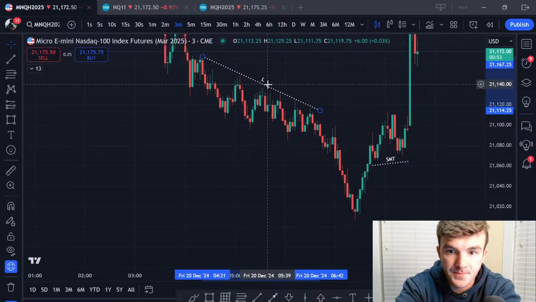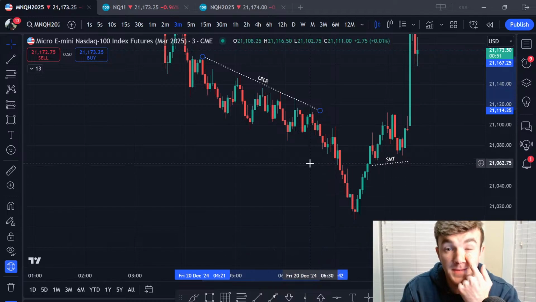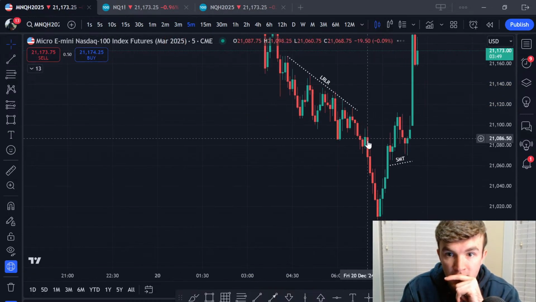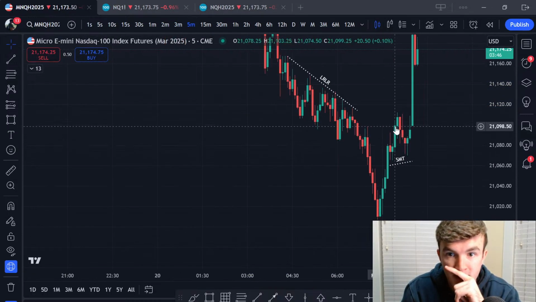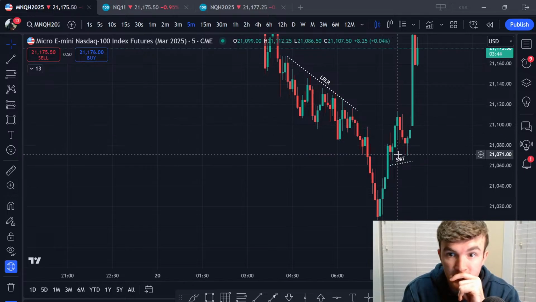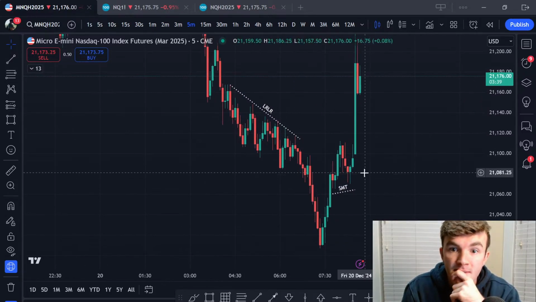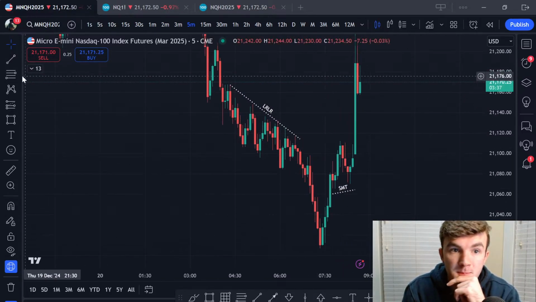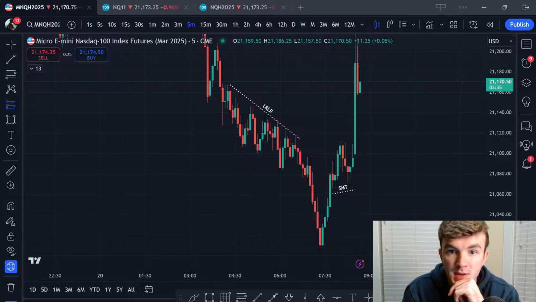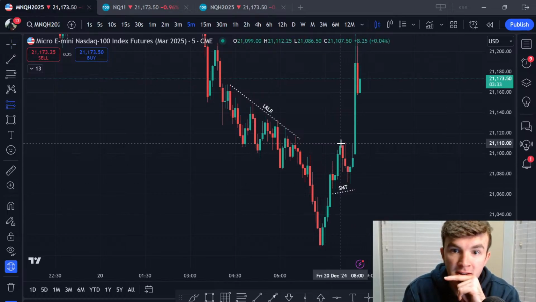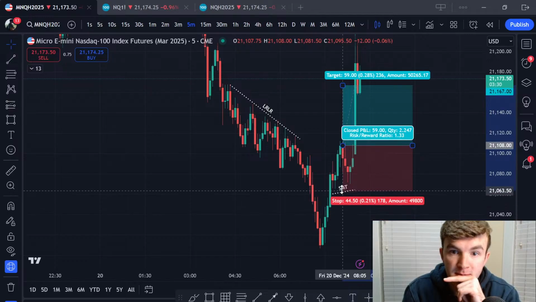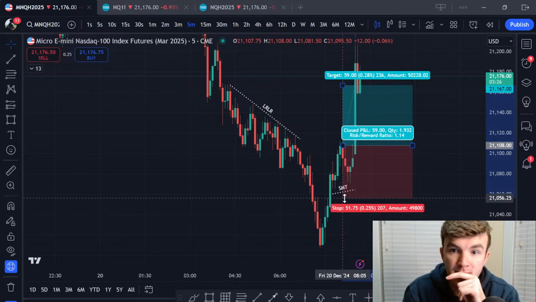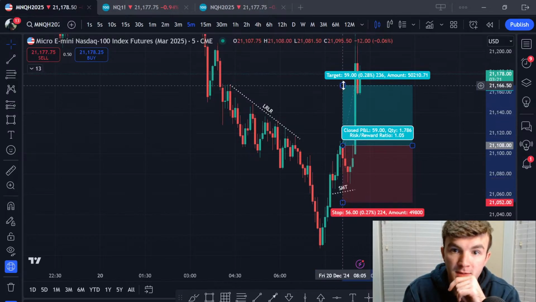LRLR. We got SMT. The close above the 5-minute breaker is what I would use to enter. Stop loss below this low here probably, give yourself a little bit of wiggle room. This is what I would do. I would enter like this, stop loss below the low here. Actually, maybe below the fair value gap, honestly. Yeah, probably just below the fair value gap.